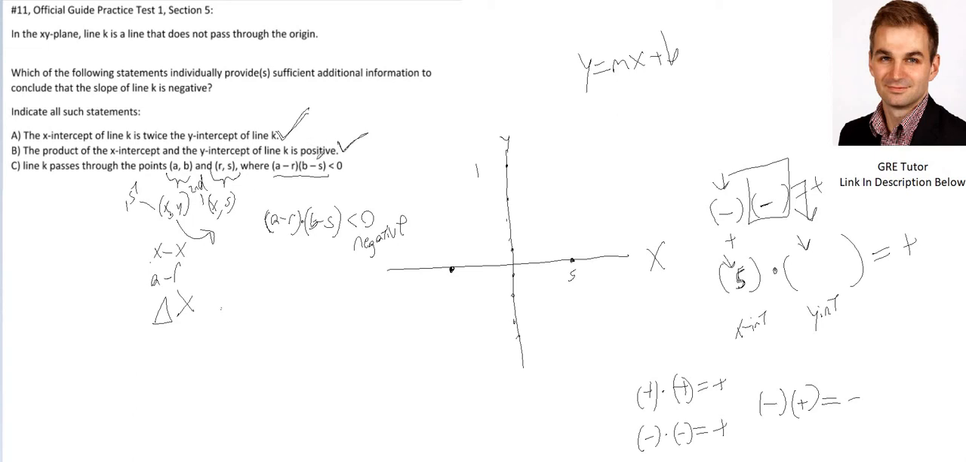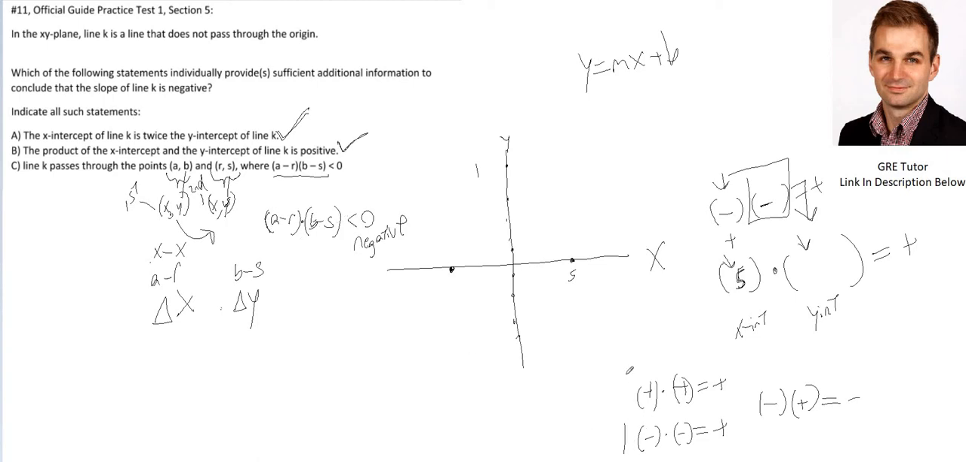Now, what is this? This right here is going to be your B minus S. B is the y value here, and S is the y value here. That should have been a y, sorry. S is the y value here. So there you go. Now we're seeing that B minus S is actually your change in y. So what they're saying is your change in x times your change in y has to be less than 0, or has to be negative.